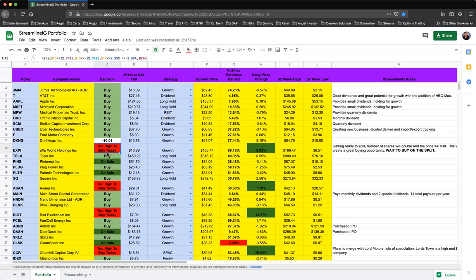If it's red where it says too high to buy today, that does not mean that the company is bad. What it's saying is, if we go over a few rows, you'll see the daily price change, meaning how much the price has gone up from yesterday to today. If that stock price has shot up almost 7%, it's too high to buy today. Let's wait till it comes down a little bit and buy it at a better price.